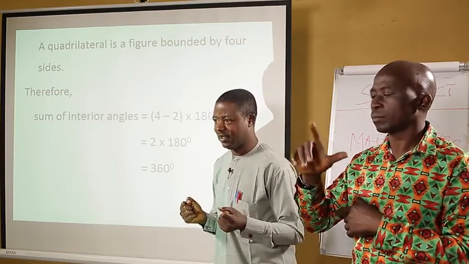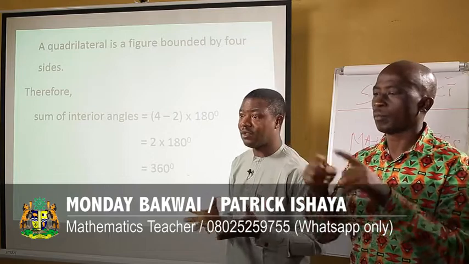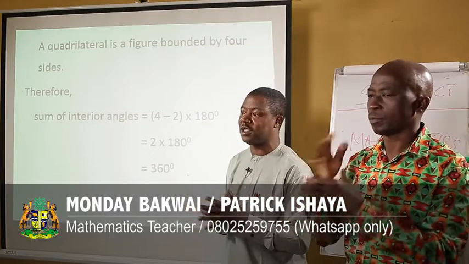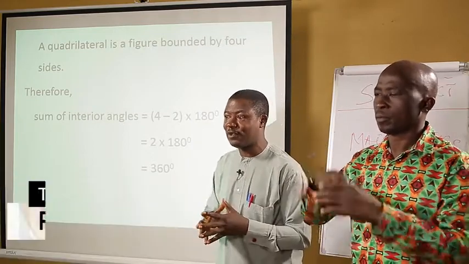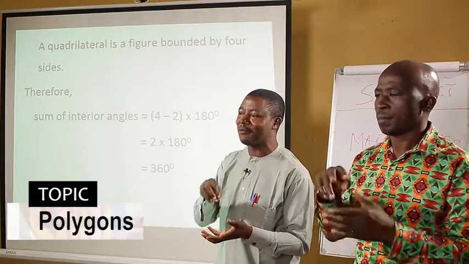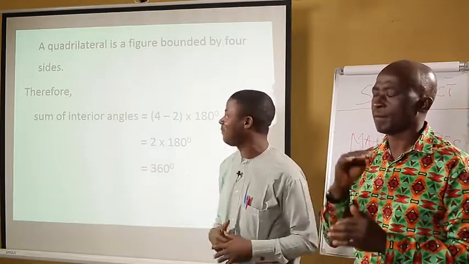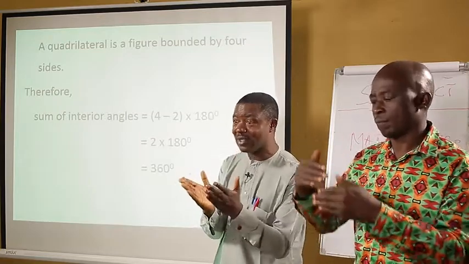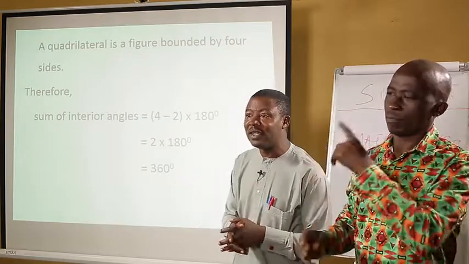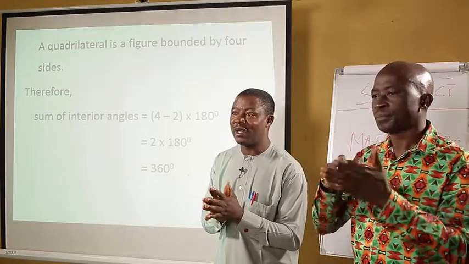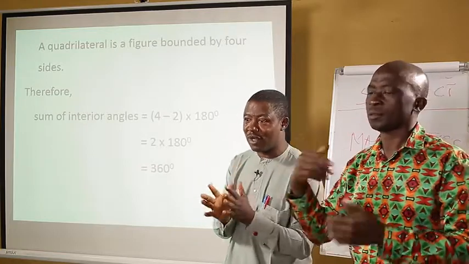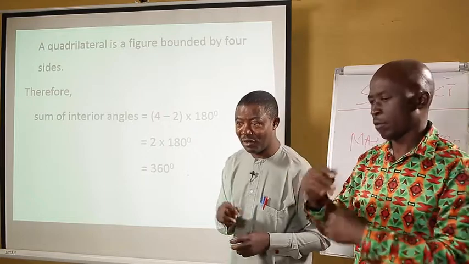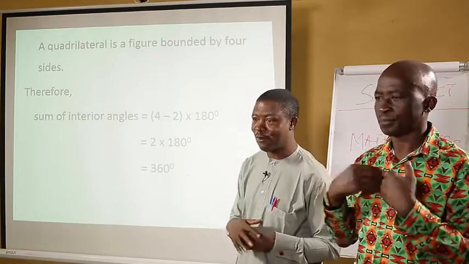Quad is from quarter. So when you divide 360 into 4, you have quarter. So a quadrilateral is a figure bounded by 4 sides. Any figure bounded by 4 sides is a quadrilateral. It means the polygon has 4 angles and equally 4 sides.